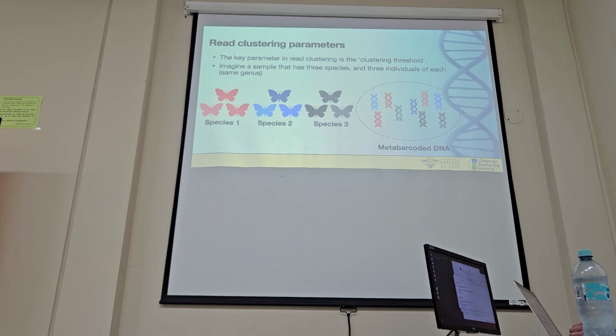So, let's imagine we have 3 real species. We have a red species with 3 individuals: light red, a little bit darker, and then dark. The blue species, we have 3 different colors. And we have species 3, the black species, with 3 different colors: light gray, darker gray, and black. The DNA looks like this, okay? What we want to recover in a good analysis is to say we have 3 species.